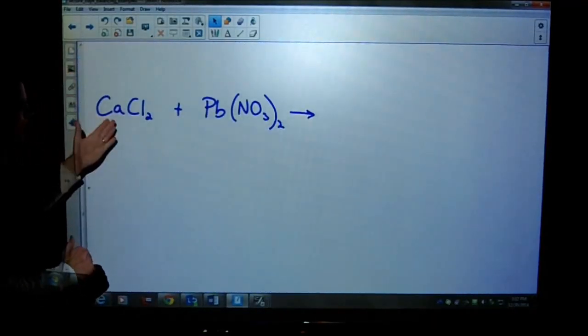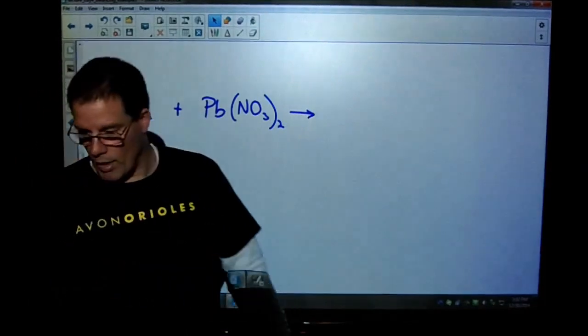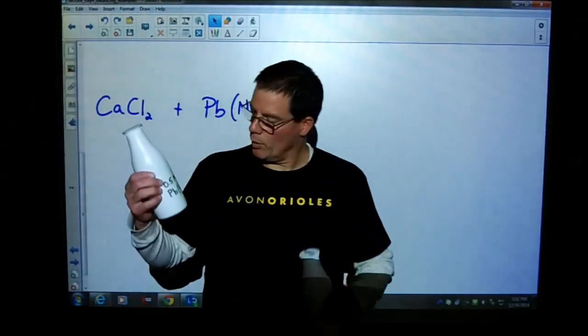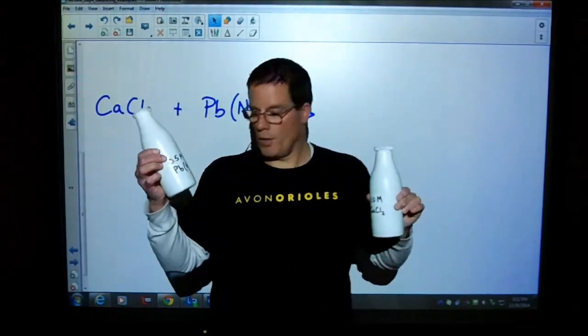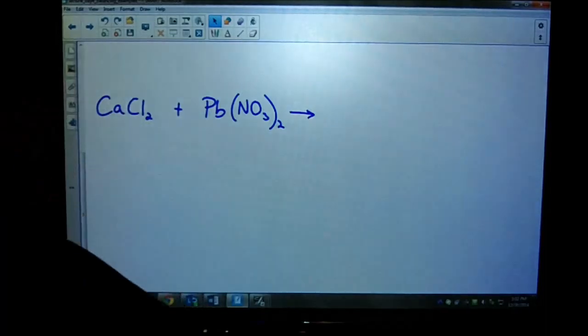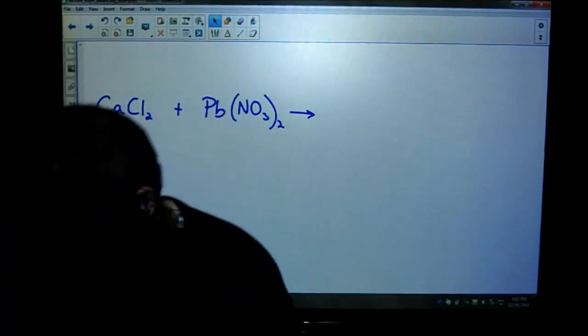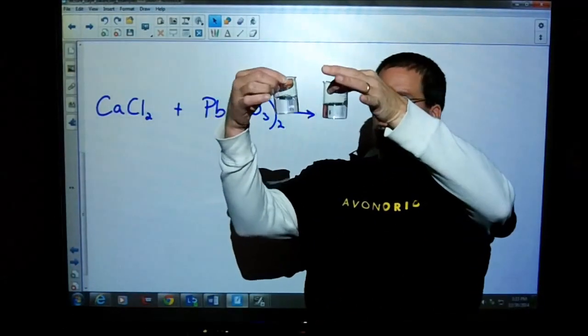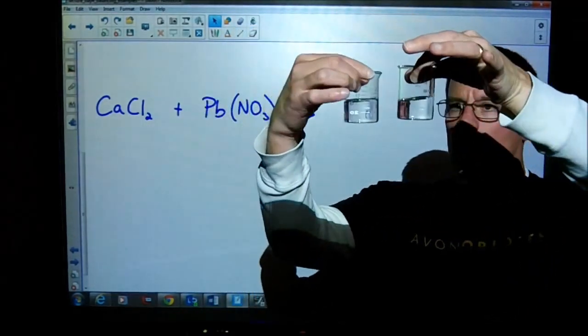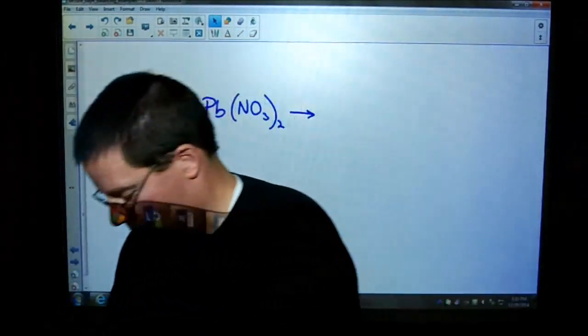Here I've got calcium chloride and lead nitrate. So I have a 1 molar calcium chloride, and I have a 0.5 molar lead nitrate solution here. Okay. And those two solutions look very, very similar to the last two solutions, where they look clear. And there's nothing really exciting going on there. They are both together. Okay.